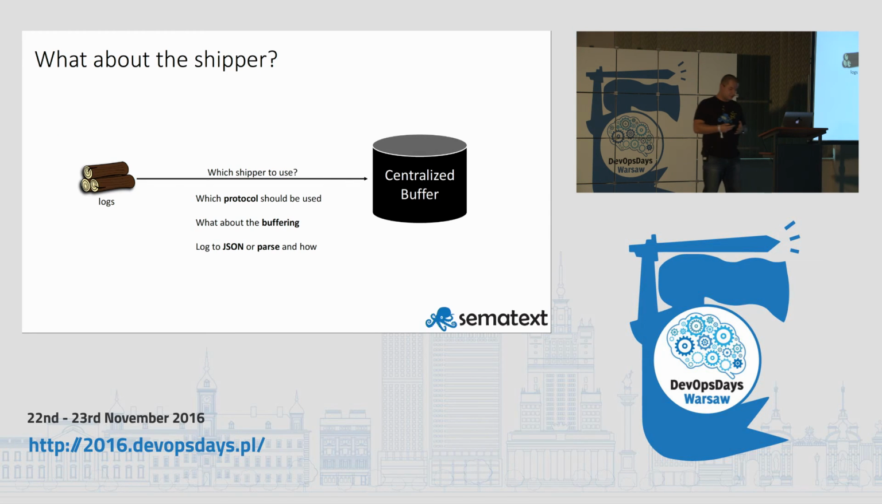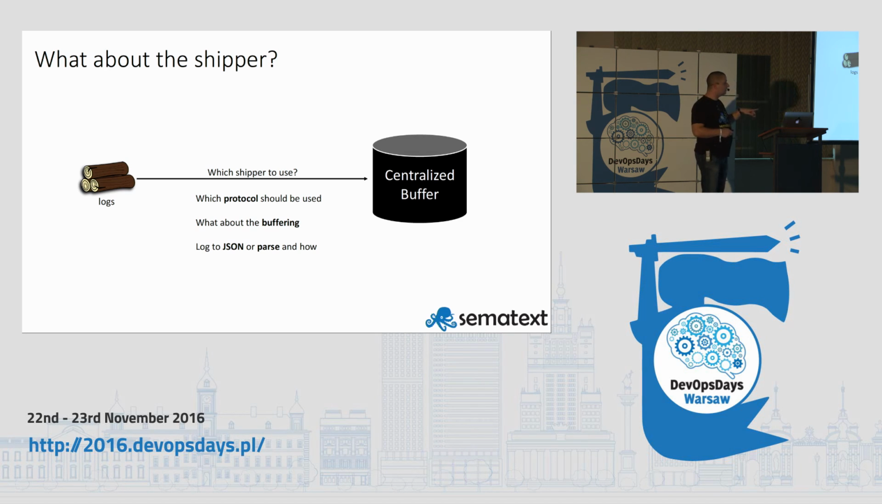What about the shippers? Whenever choosing a log shipper, you should ask yourself 3 major questions. First, which protocol should be used? Should I use UDP, TCP, and what about acknowledgements on TCP? Second, what about the buffering? Should we use a centralized buffer, or maybe we should use a local buffer with the centralized buffer? I'll talk about that in a second.